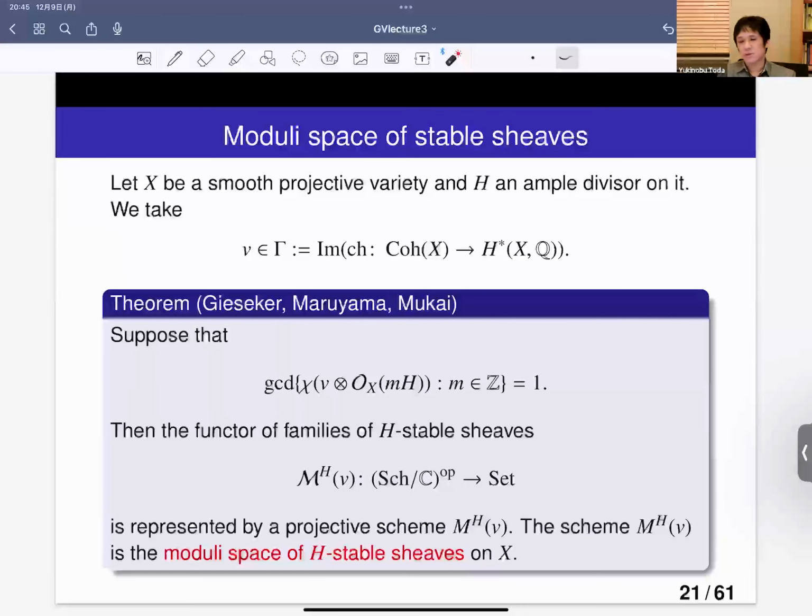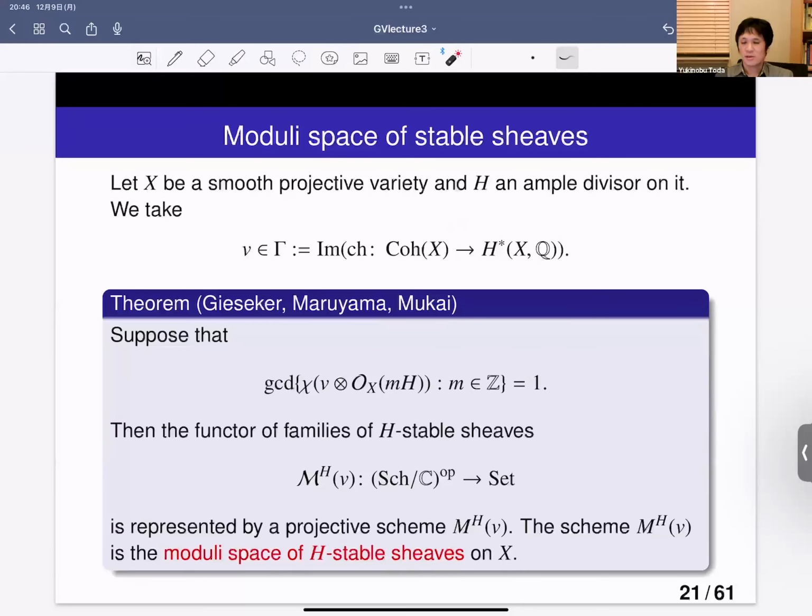Anyway, we can similarly consider the moduli space in the general case. For simplicity, let's assume X is smooth projective, but we can also remove this condition. Let H be an ample divisor on it. And let v be an element in the image of the Chern character map, so that corresponds to a choice of the topological data of the sheaf.